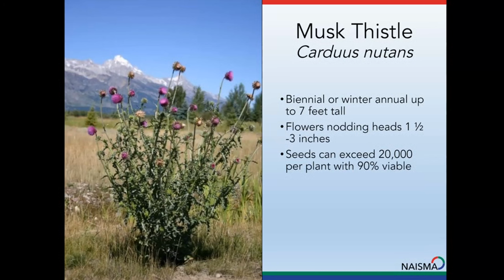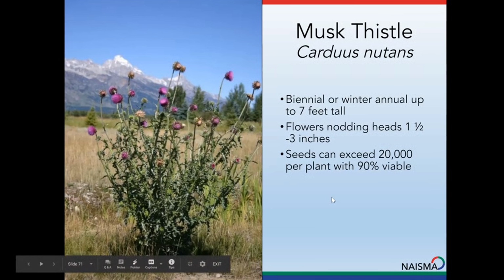The flowers are large. They're 1.5 to about 3 inches wide, and they have more of a leafy bract, which you'll see in a second, that hardens and dries almost pine cone-ish, that subtends the petals, and it can produce up to 200,000 seeds per plant with 90% viability. So really managing the seeds of this plant can help us manage the species.